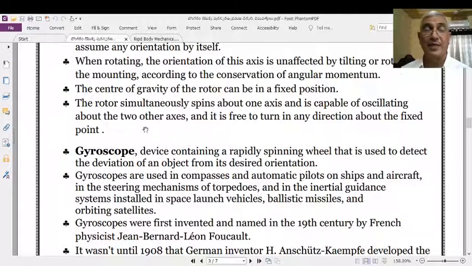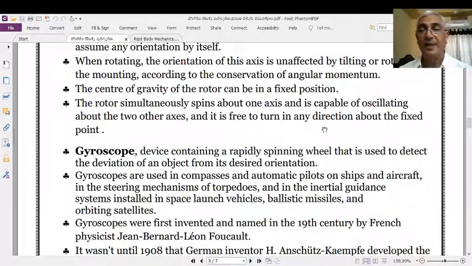The entire system oscillates also. While it is spinning, it also oscillates in two different axes, and it is free to turn in any direction. In the beginning itself, I said that the axis can turn in any direction about the fixed point.